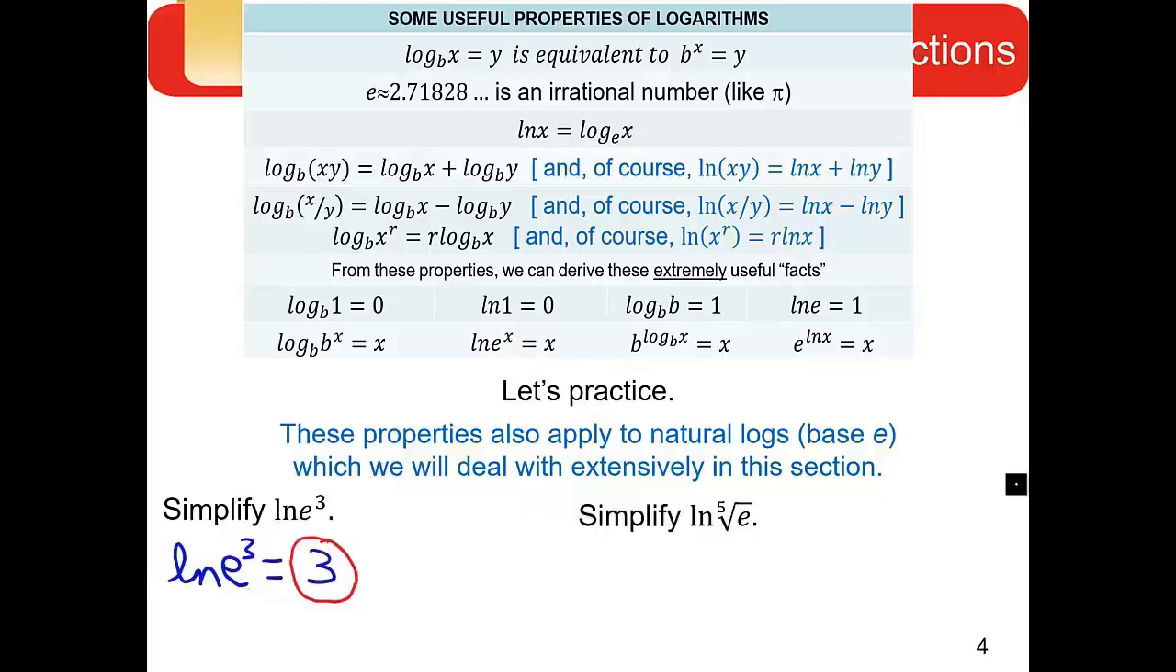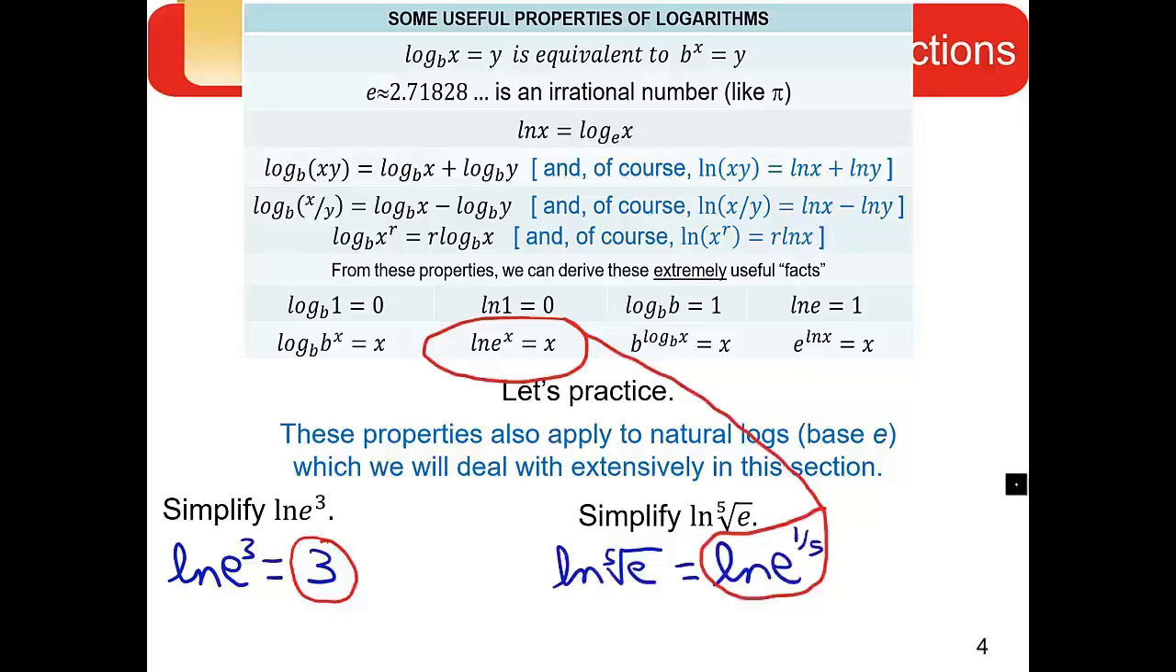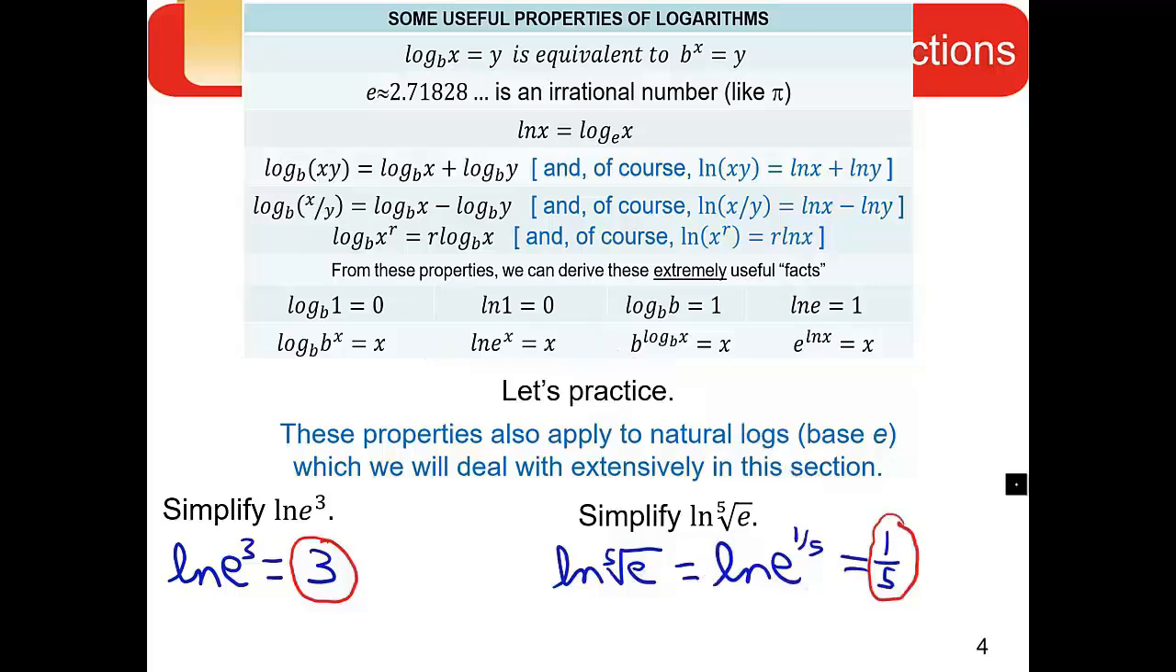How about this one? Simplify the natural log of the fifth root of e. Well, we don't have any properties that deal with radicals, but we can think of the radical as a fractional exponent. We've been doing that. So if you think of the fifth root of e as e to the 1/5, now the property that says the natural log of e to the x is x applies, and you can see that the answer is just 1/5.